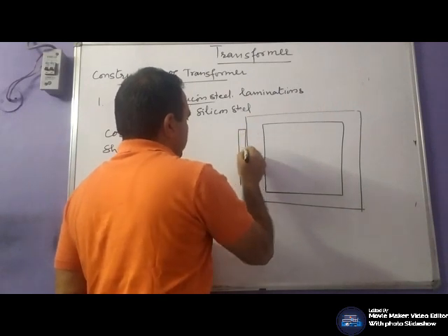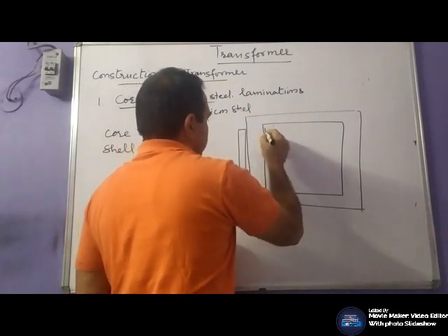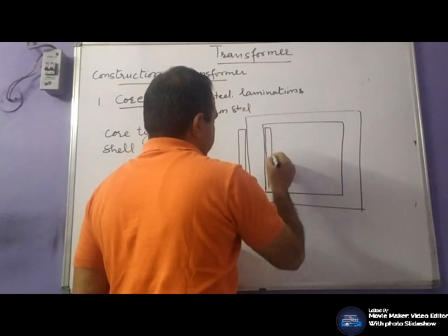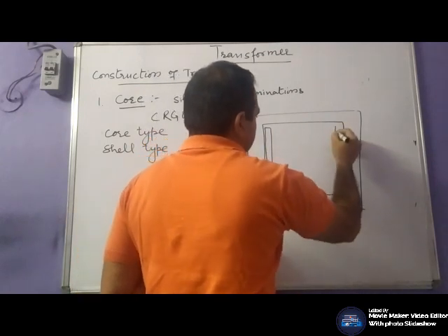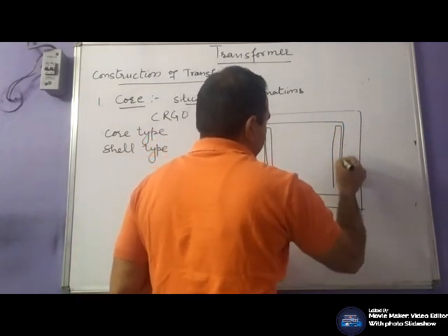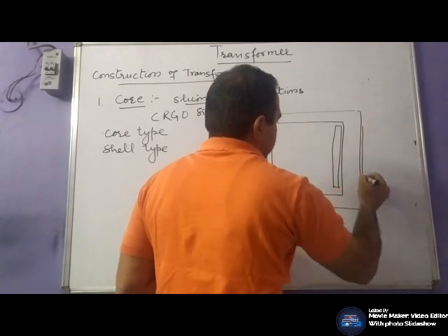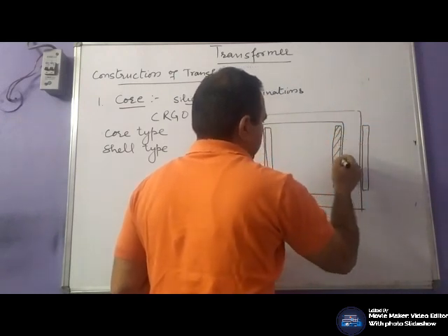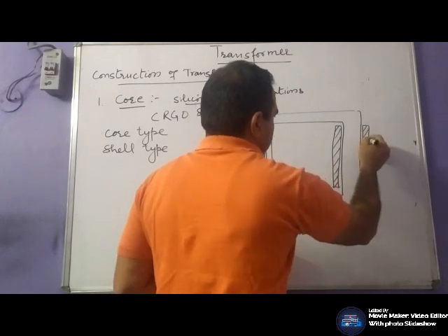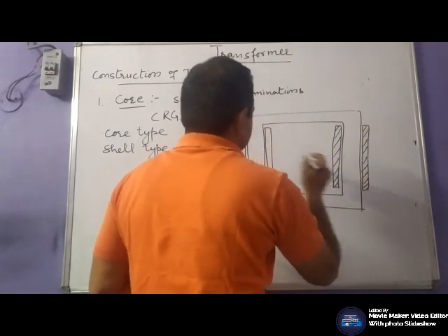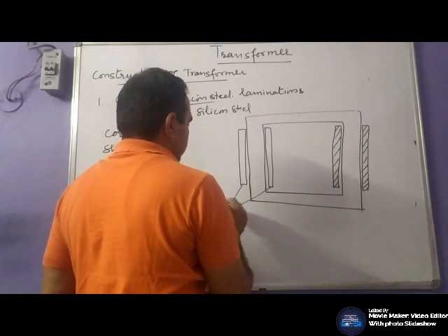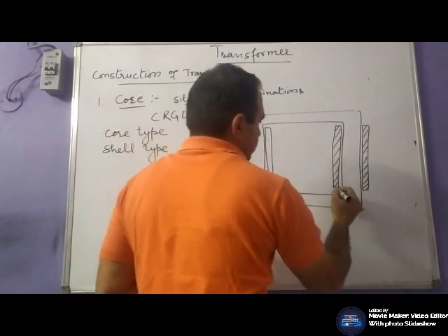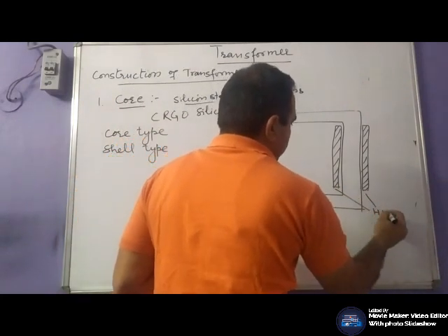On one limb we can place low voltage winding, on the other limb we can place a high voltage winding. Let this be the low voltage winding, this will be the high voltage winding.